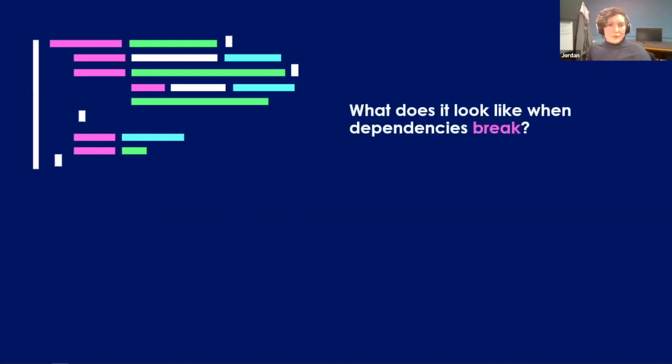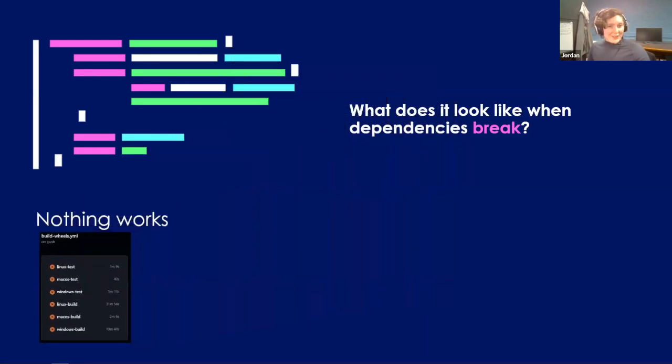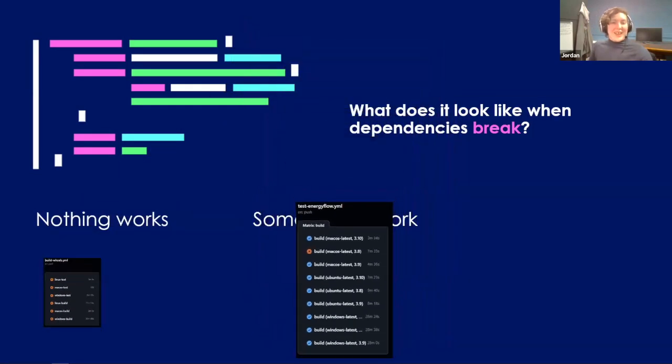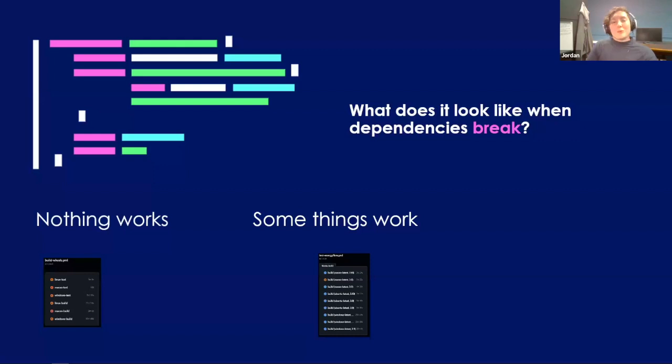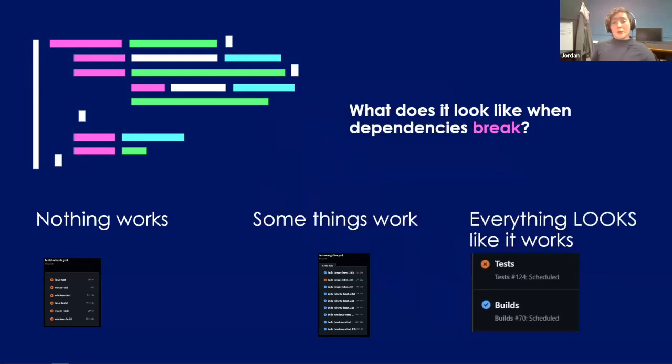Whenever these changes are implemented and the code breaks, it can look very, very different depending on what's going on. So sometimes nothing works, which is fun. Sometimes some things work. And normally that's either certain platforms will work or only parts of the package will function properly. The scary part, though, is whenever everything looks like it works, your code builds, everything compiles, but your tests fail. And this is why tests are very, very important, especially with large, complicated packages. I had the pleasure of experiencing all of these things over the summer.